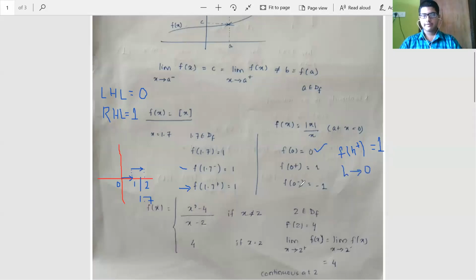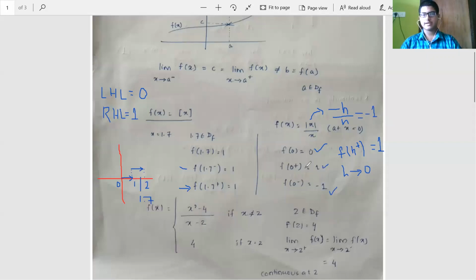Now, how to find 0 minus? It is going to be, again, this x is going to open with a negative sign. So it is going to be minus h divided by h, and h tends to 0. So this is going to be equal to minus 1. I am finding the LHL, right? So LHL is going to be minus 1.